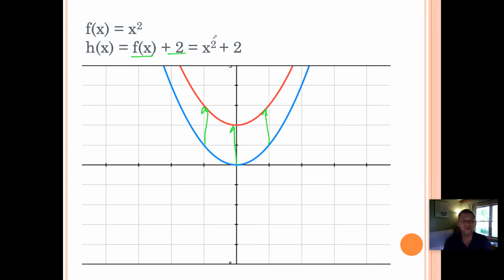And so the new function, the red line in this case, is h of x equals x squared plus 2. Notice I'm not adding the 2 to the x, I'm adding the 2 to the f of x. All right, f of x is x squared. Okay, and that's what makes it a vertical translation upward by 2. So if f of x equals x squared, then h of x equals f of x plus 2, or x squared plus 2. All right, again, this is an example of a vertical translation upward by 2 units.